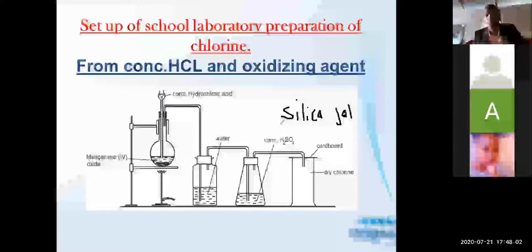So from there, we have known the function of this water, which is used to remove the traces of the hydrogen chloride fumes. We have talked about the function of the concentrated sulfuric acid, which is used as a drying agent in this place. We are now talking about the collection of the gas. The gas is collected by downward delivery or upward displacement of air, because chlorine gas is denser than air.